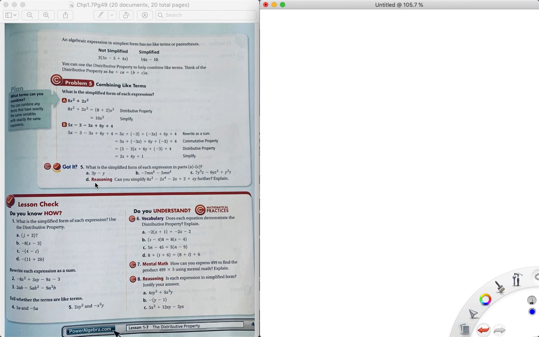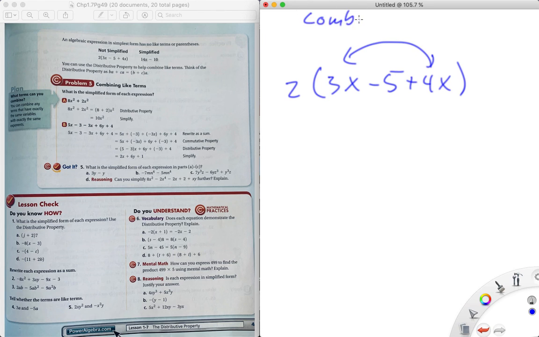They talk about simplified and not simplified. If you have this scenario, 2 times (3x plus 4x) minus 5. It's not considered simplified because I have like terms. I have to combine my like terms first.